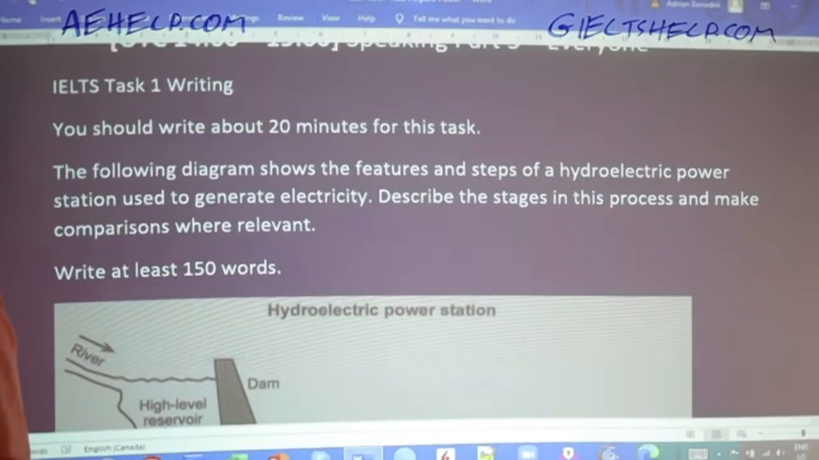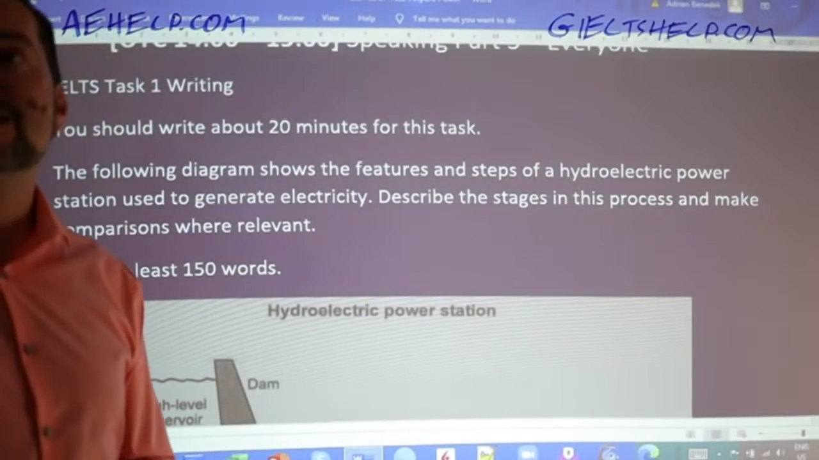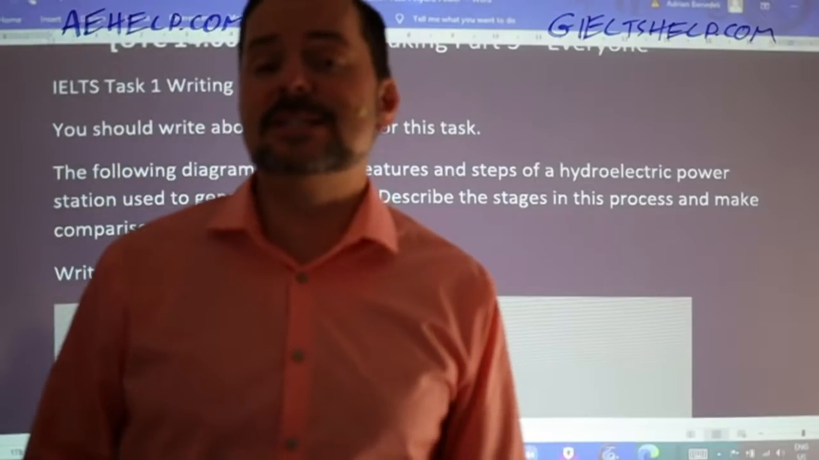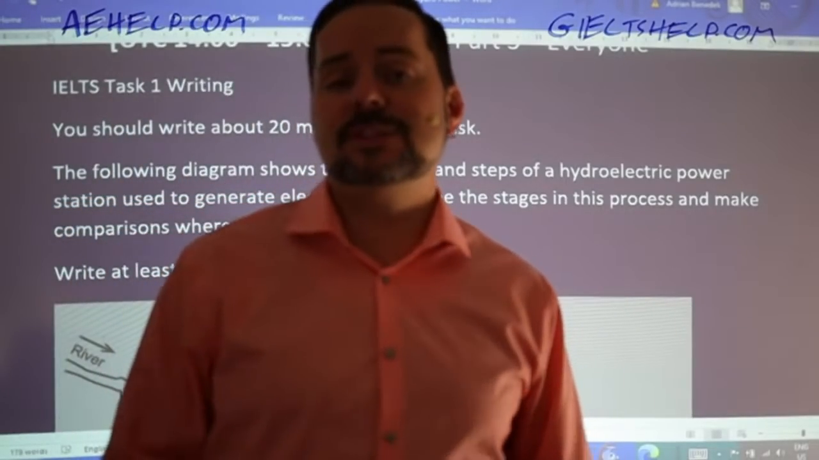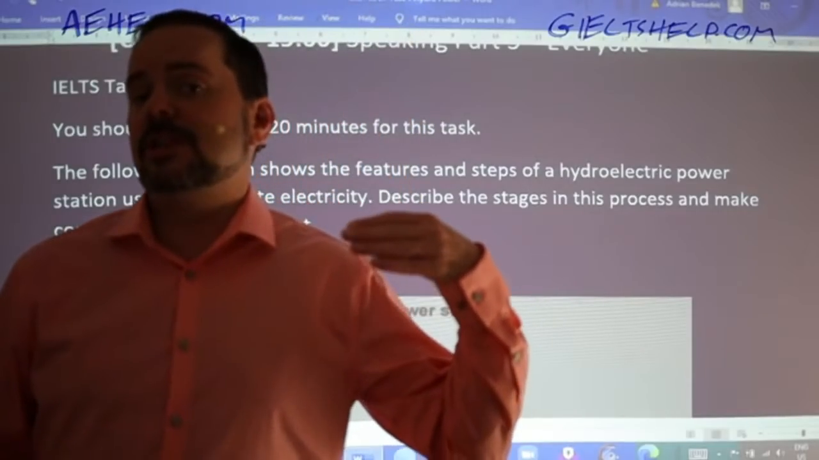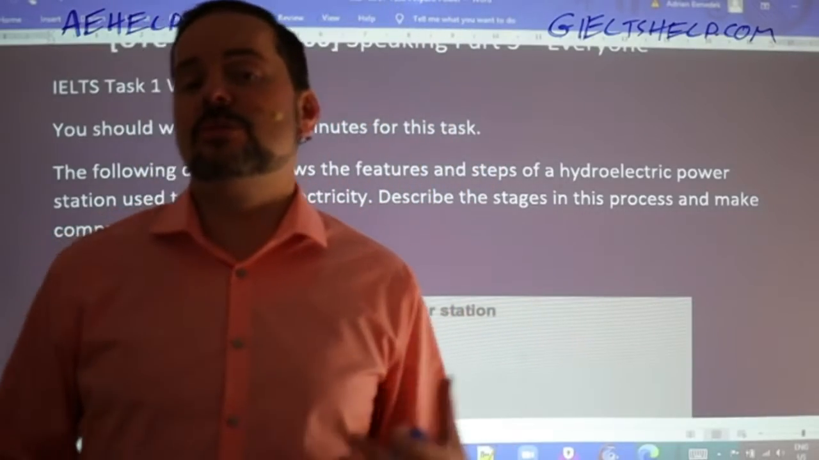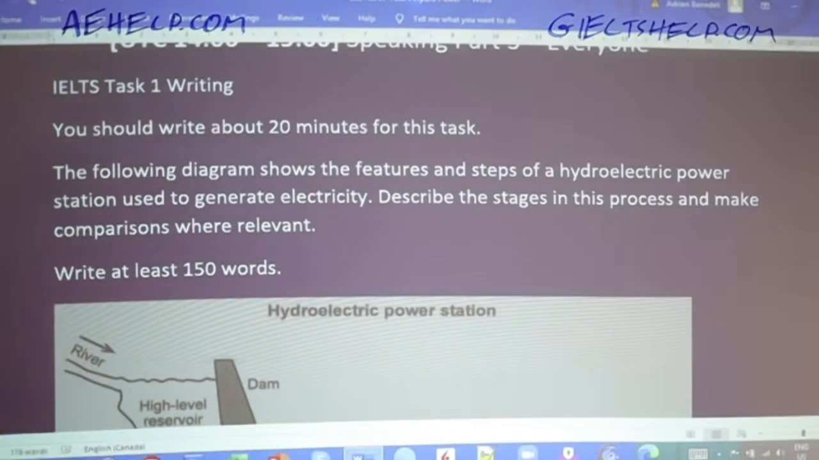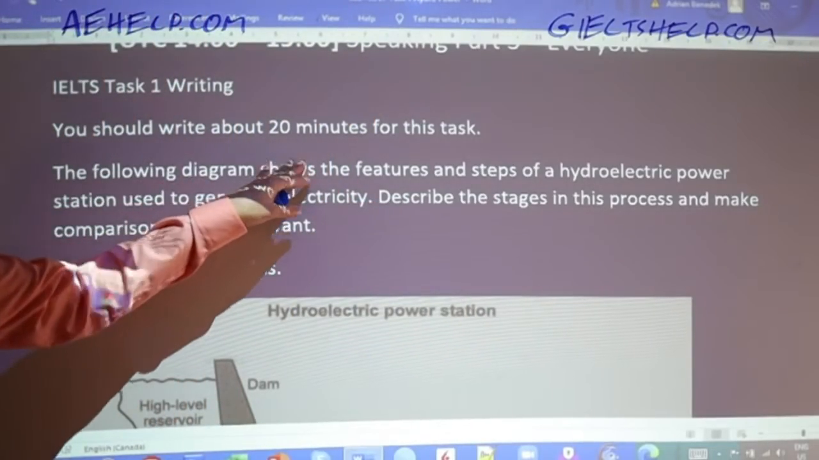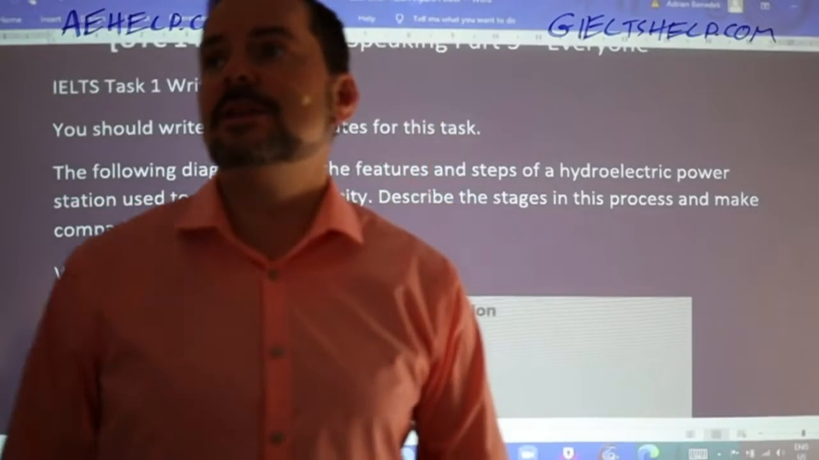So let's get into our task 1 writing. Okay, so you are in the writing section. This is the last section of your sit down part of the test. So you finished the listening, you finished the reading, and now you get to the writing section. And you start with task 1, and you should write for about 20 minutes for this task.